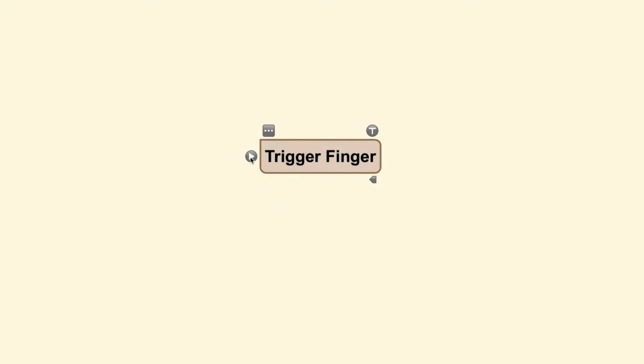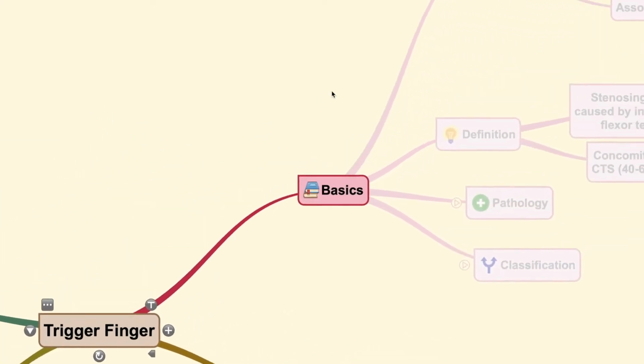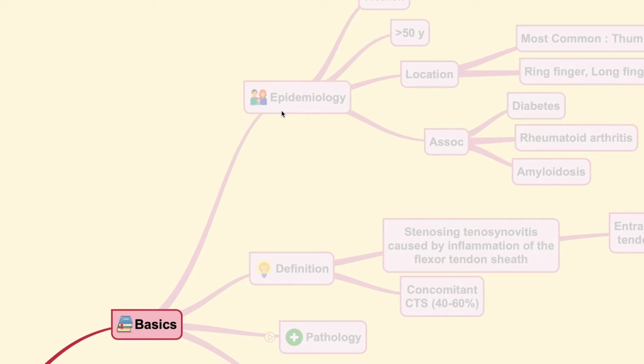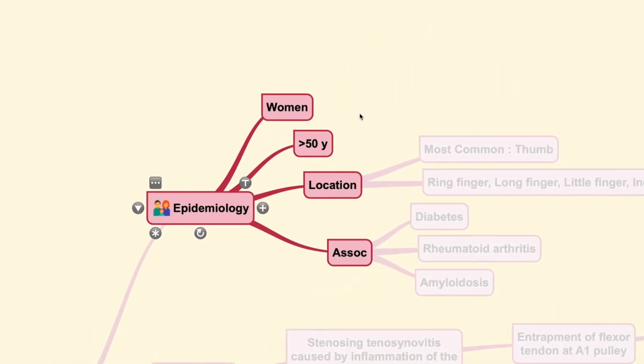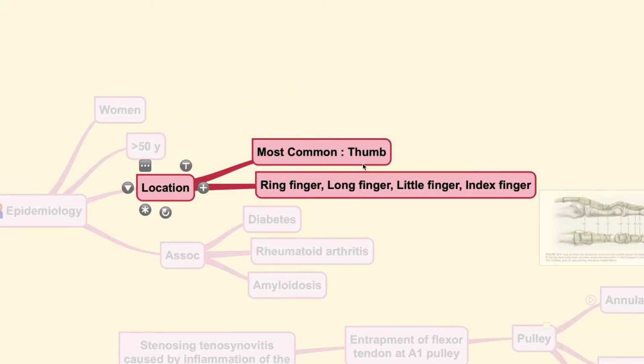Talking about trigger finger. Let us start with the basics. The trigger finger condition is usually found in the female population 2 to 6 times more often than in men. It also most frequently involves the population aged more than 50 years old, although not exclusively. As for the location, most commonly the thumb is involved, with the index finger being involved the least.